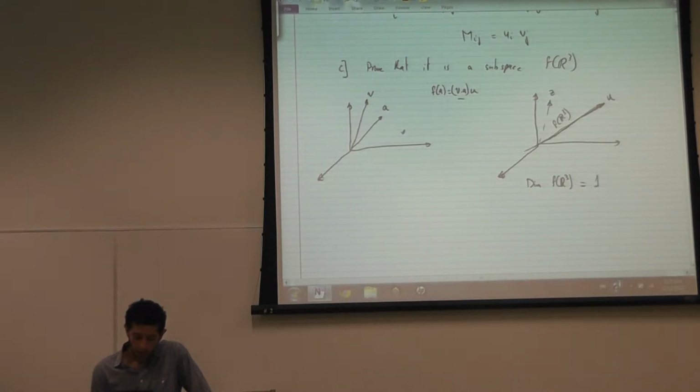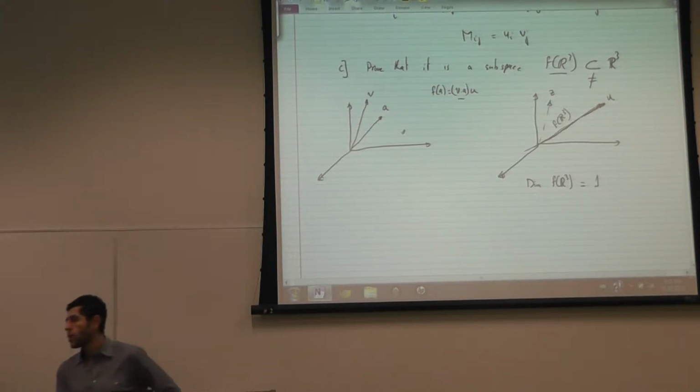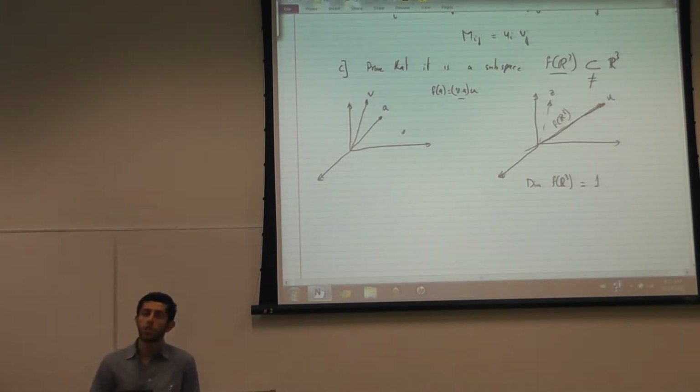So yes, F takes a vector and gives me another vector, but the set that F gives me is a subset of R3. So F of R3 is a subset of R3. It's not equal to R3. It gives me only a subspace of R3. And the dimension of that is 1. If you look at, okay, well, what is the definition of the dimension? The definition of the dimension is that it's the number of vectors in the basis set.